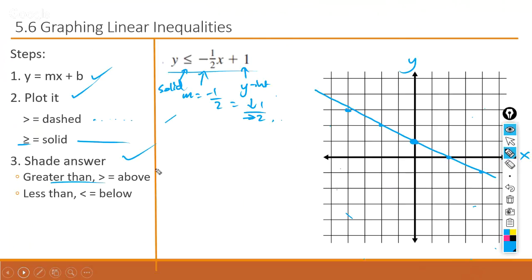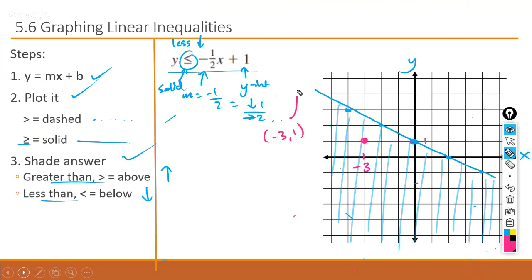If it's greater than, bigger is up, less is down. Ours is less, so we shade down. From our line, we can just shade everything below. And that's enough. This is the answer. This means that every single point underneath this line, everything in the shade, could be an answer. So I'm just going to pick this one right here. That's x is -3 and y is 1.